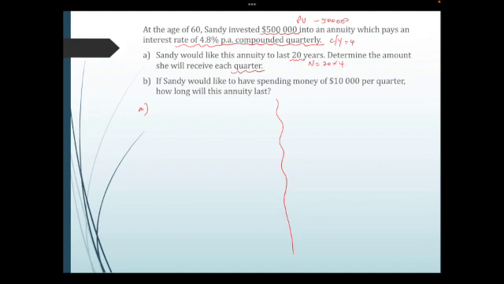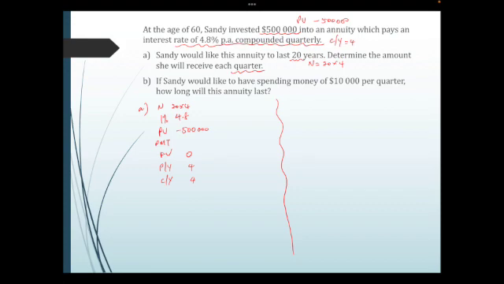Alright, so here, that's what we need to do. For part A, we need to find out the amount she could determine. Therefore, we actually have to use the financial calculator. We cannot use recurrence relation. So N is 20 times 4, which is 80, I is 4.8%. PV is minus 500,000. PMT we don't know. Future value is 0. PY is 4. CY is 4.